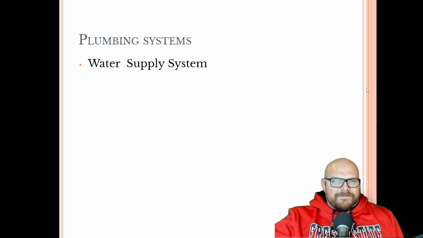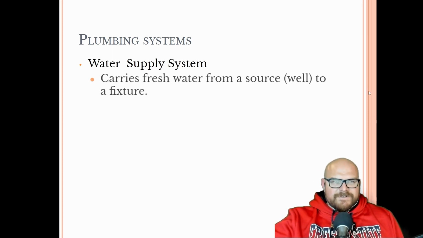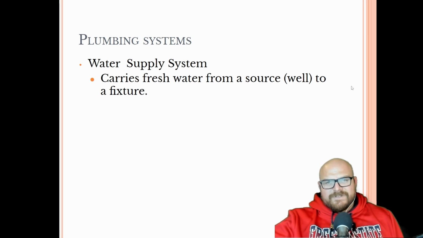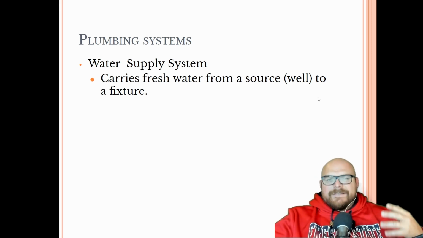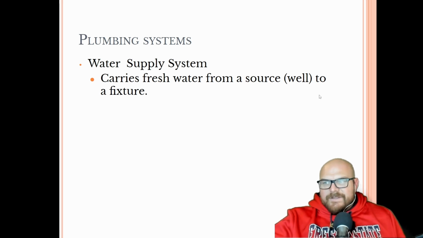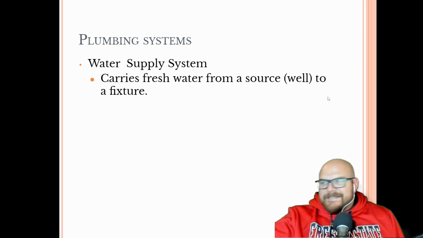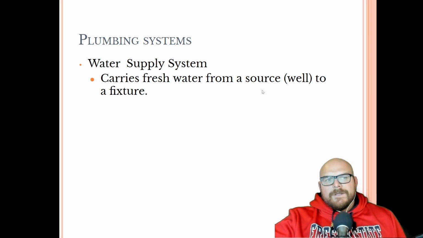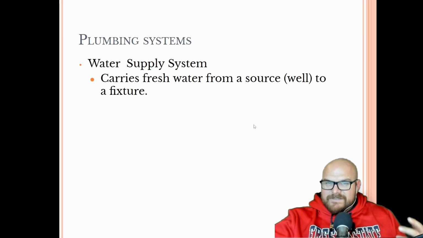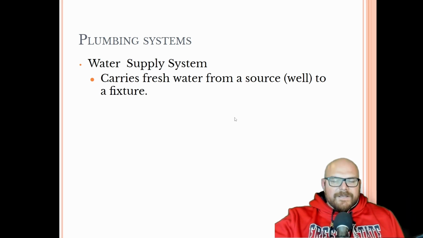As I mentioned, we have two different styles of water systems. We have a water supply system, which carries fresh water from our source, from a well, into a fixture. So the faucet in the house, a laundry machine, your bathtub, the sink, any of those things is going to have fresh water coming in. That's the supply system. That stuff is pressurized. It's going to have water in it all the time as long as it's working right.